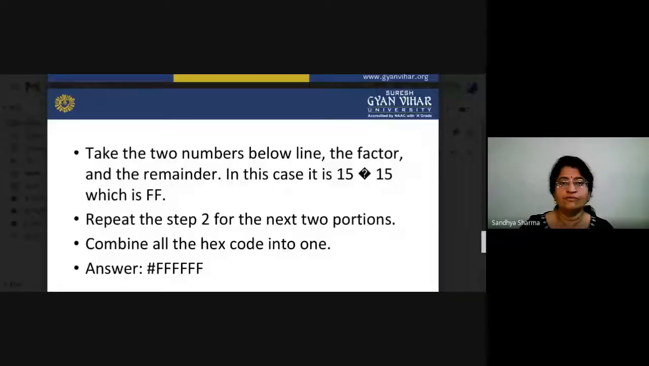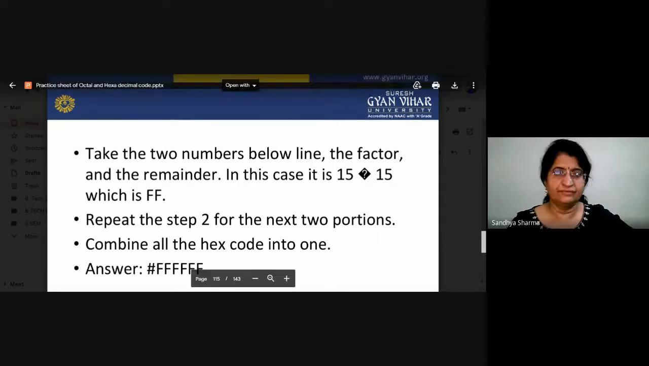So take a color. Suppose you take white. White contains the highest value, so every portion of RGB will contain 255, 255, 255. Now you take the first portion and divide it by 16. Now we take the two numbers, the quotient and the remainder. In this case it is 15 and 15, which is FF.